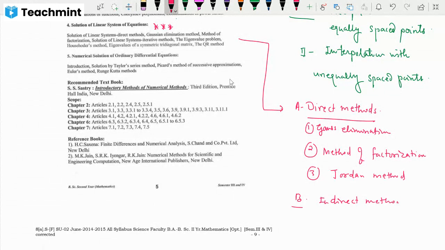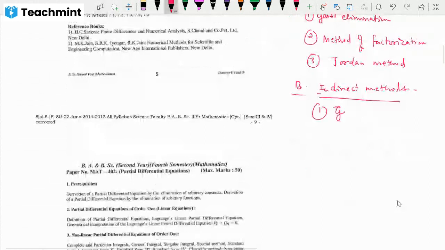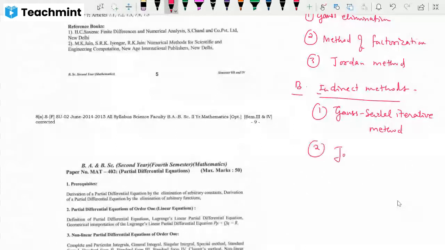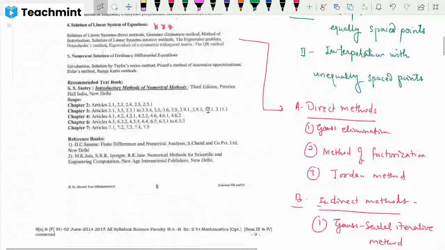In indirect methods we'll see first the Gauss-Seidel iterative method and second Jacobi's method. So in this chapter we'll solve systems of linear equations using direct methods and indirect methods, and after that we'll see the eigenvalue problem. In that there is Householder's method, then eigenvalues of a symmetric tridiagonal matrix, and last the QR method. So there are different methods in the chapter to solve systems of linear equations.